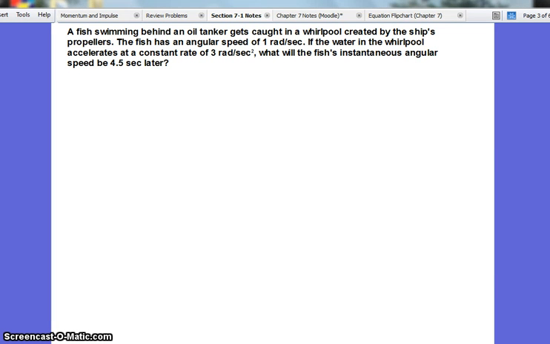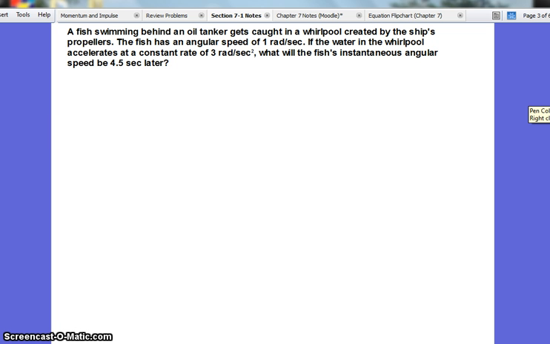In this problem, we have a fish swimming behind an oil tanker. It gets caught in the whirlpool created by its propellers. The fish has an angular speed of 1 radian per second. If the water in the whirlpool accelerates at a constant rate of 3 radians per second squared, what will the fish's instantaneous angular speed be 4.5 seconds later?